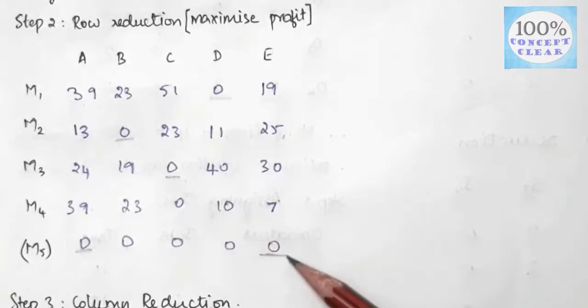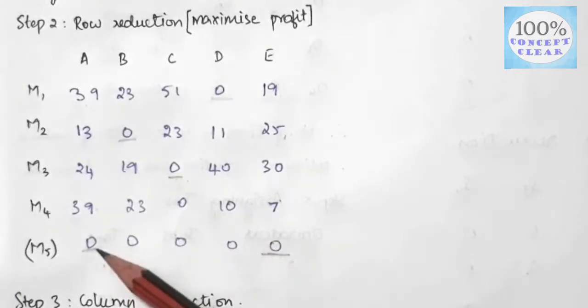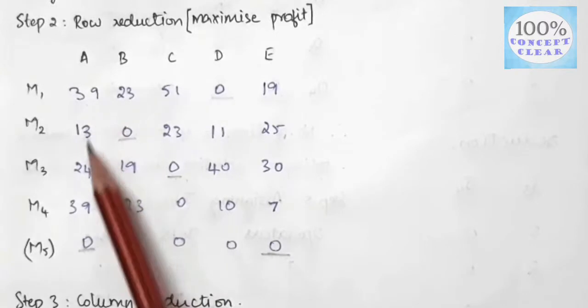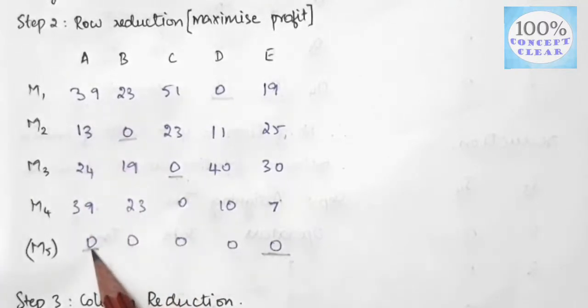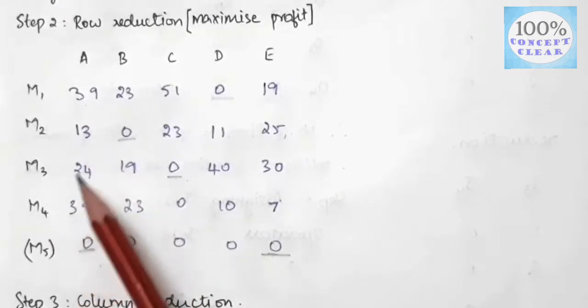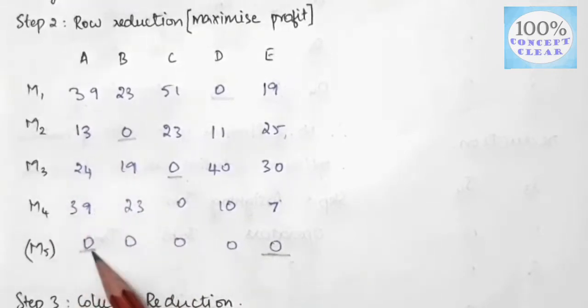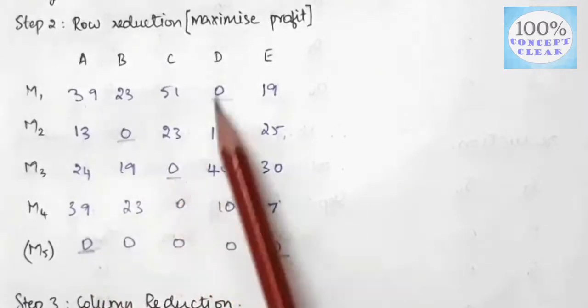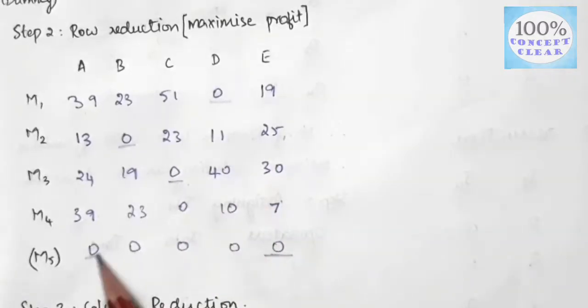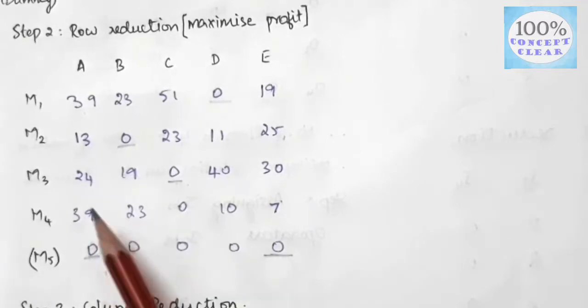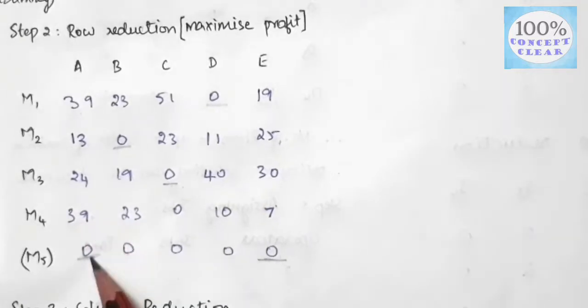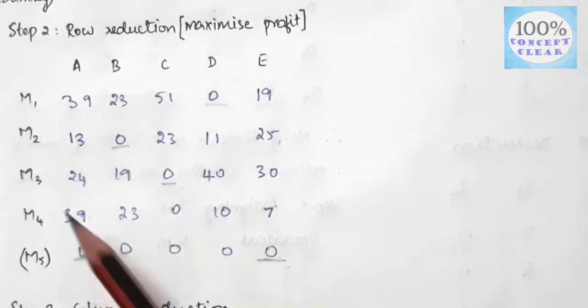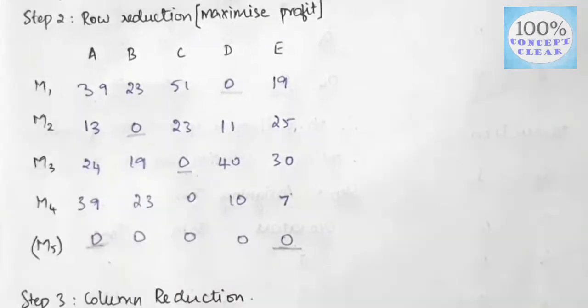After selecting the least value in each column, we should subtract the balance elements in the column from this selected element. Like 39 minus 0, and 13 minus 0, 24 minus 0, and 39 minus 0. So in this sum, all the least values are 0. So if we subtract 0 from any number, the answer will be that number only. So there is no need to write this again as a column reduction. Now step 3 is completed. Now check what is the next step.